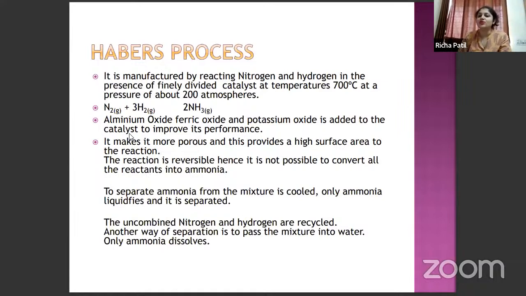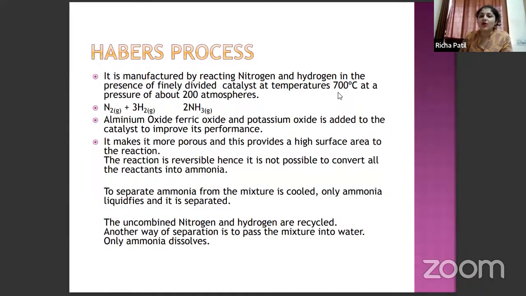You are reacting nitrogen and hydrogen in the presence of a finely divided catalyst. Which catalyst is used here? It is aluminum oxide, ferric oxide, and potassium oxide, taken in a finely divided manner. The temperature provided is 700 degrees Celsius, and the pressure is 200 atmospheres. This reaction is reversible. Reversible means the products can undergo back reaction to give you the reactants. Here it is not possible to convert all the reactants into ammonia.